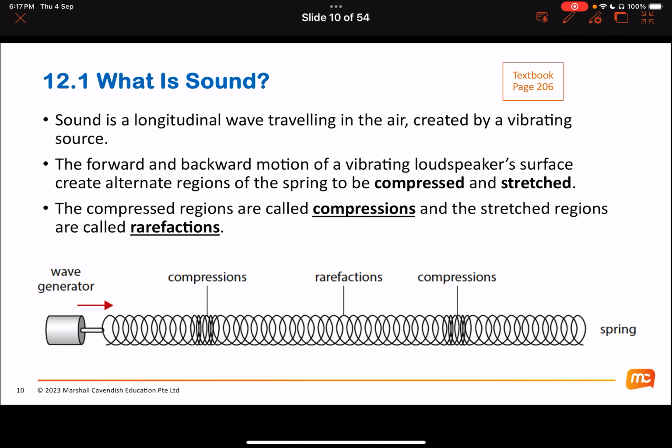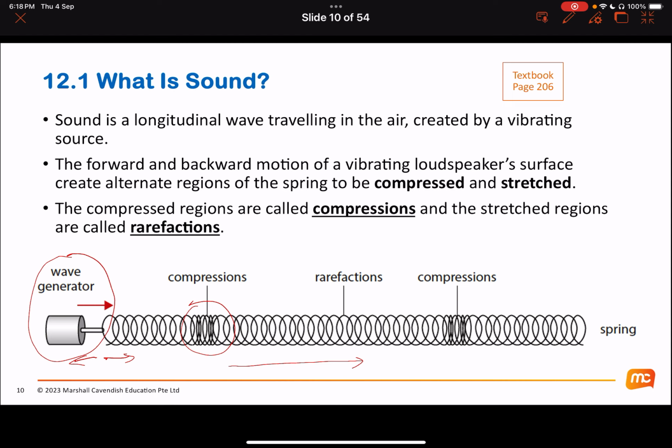All right, so let's go into what sound is. If you recall the Slinky toy that we use in class, when it's being pushed and pulled in, let's say, a horizontal direction, like this, with a wave generator pushing the slinky in a forward motion, as it pushes forward, you will notice that it produces this dark region where the coil starts to be compressed at a region and it will move across all the way to the other end of the spring.